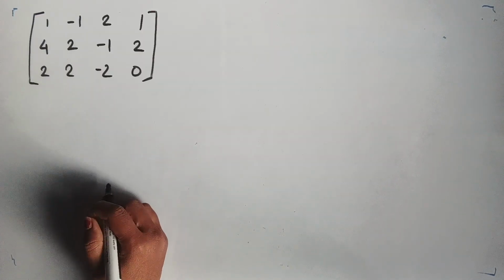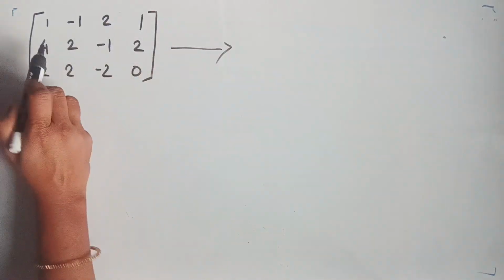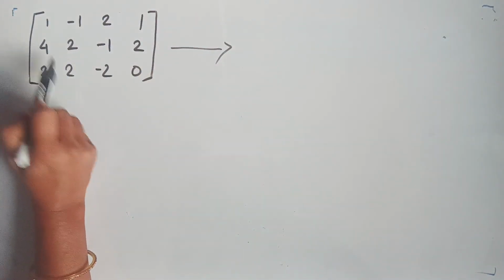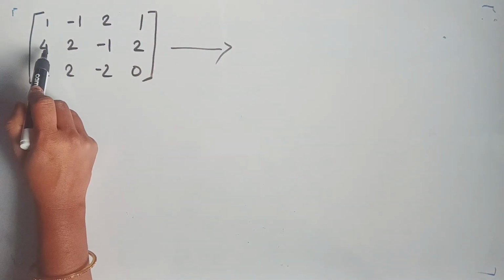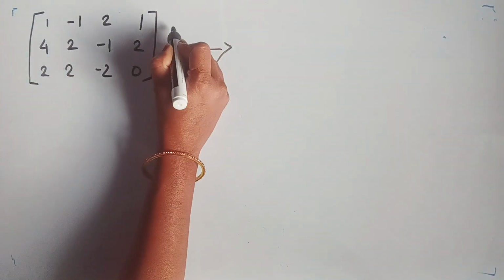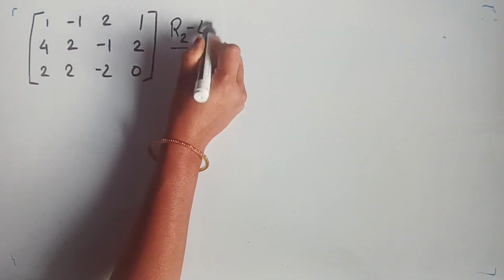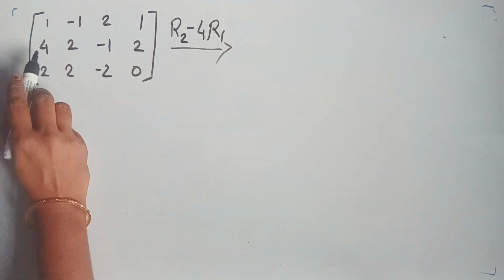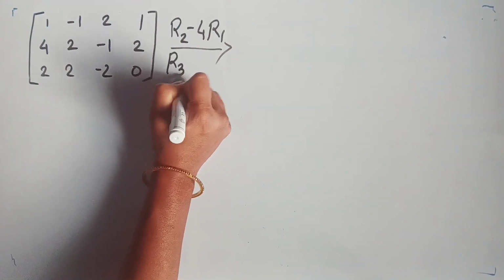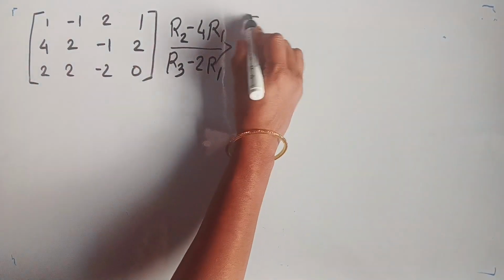So next row operation is we have to convert this 4 to 0 and this 2 to 0. Okay, so we can use the row operation. We can use the first row to convert them 0. R2 minus 4 R1 since it is 4 and R3 minus 2 R1 since it is 2.